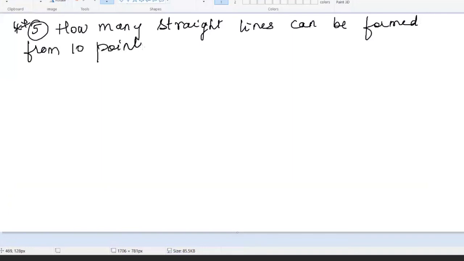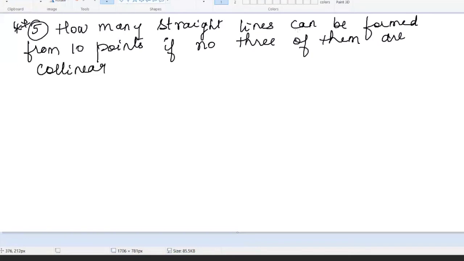If no 3 of them are collinear. Understand the question, how beautiful it is framed. No 3 of them are collinear. So what comes to your mind? What is the meaning of no 3 of them are collinear? So you have to find straight lines. Condition is no 3 of them are collinear. So I should understand the meaning of that underlined words.